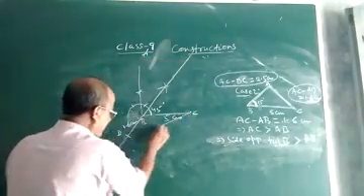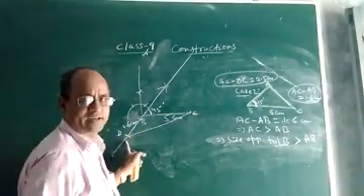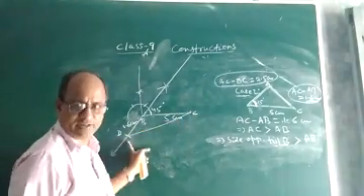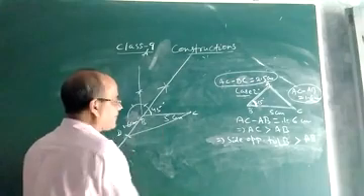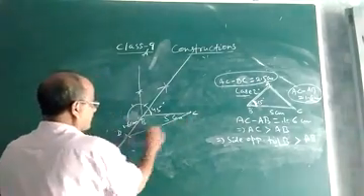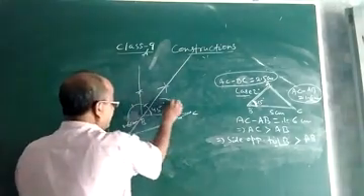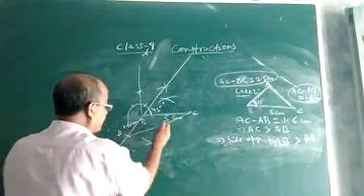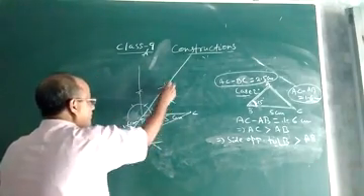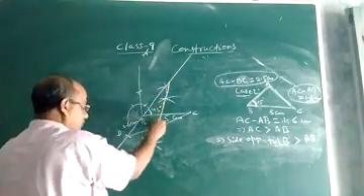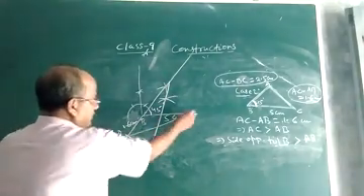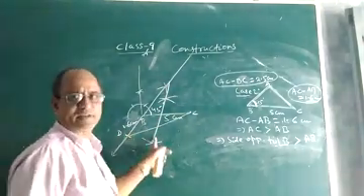The process is you join C and D. Join CD and draw the perpendicular bisector. Suppose this is the perpendicular bisector. Look at this, draw the perpendicular bisector of CD.